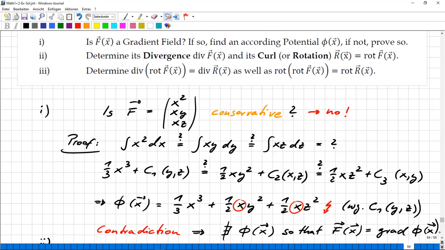So we will try and integrate indefinitely, okay? So this is an indefinite integral. We will try and find the primitive function of x squared simply, because x squared is the first component of the vector field. Just do so.